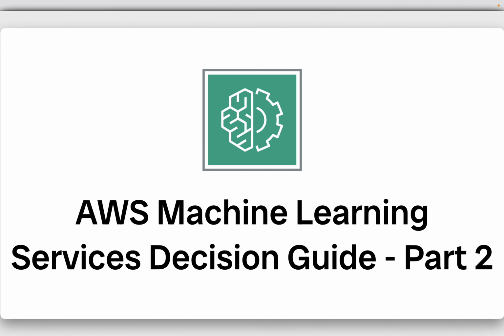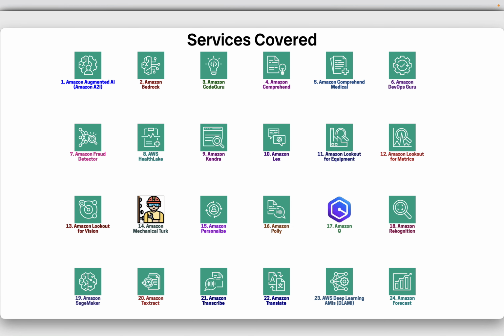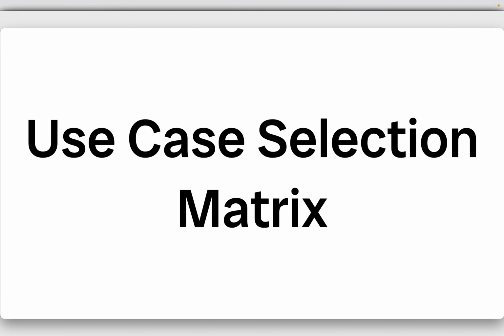Hello everyone and welcome to part 2 of the AWS Machine Learning Services Decision Guide. This lecture will contain these two topics: use case selection matrix and AWS certification exam focus areas. This lecture will also continue the same set of 24 ML services. So first one, use case selection matrix.